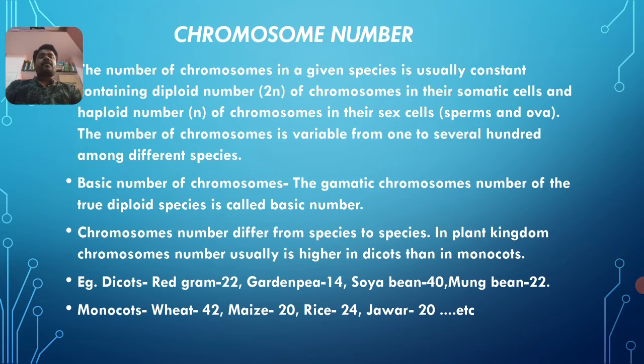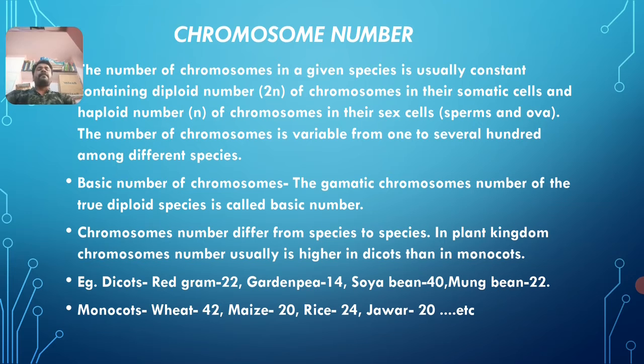Basic number of chromosomes. The gametic chromosome number of the true diploid species is called the basic number of chromosomes.